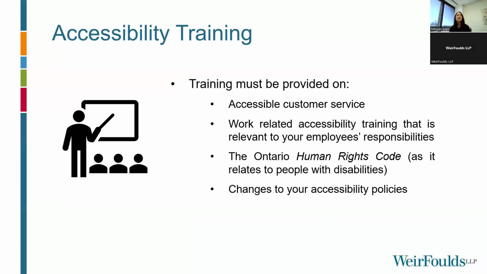It's usually important to provide training while you're doing so anyway on other grounds under the Human Rights Code and also on things like harassment and violence in the workplace. So usually we see training sessions that include all of those topics just for efficiency purposes. And then finally, training should be provided on any changes that are made to your accessibility policies.